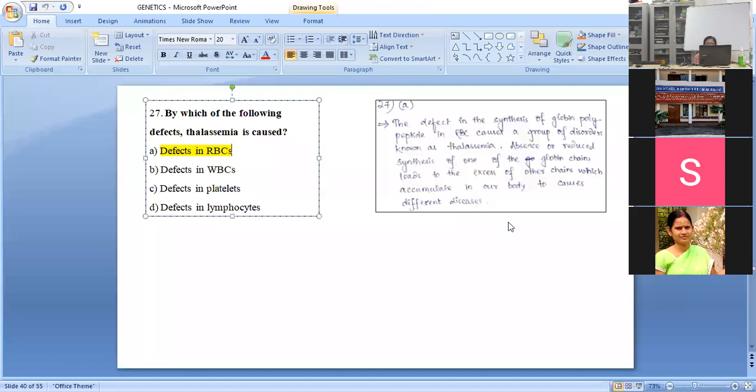Either absence or reduced synthesis of one of these globin genes. We have alpha globin and beta globin chains. If there is absence or reduced synthesis of any particular globin chain, it will result in this particular disorder, which will accumulate and cause different kinds of diseases, because defects in RBC will affect our spleen, defects in RBC will affect our liver, and ultimately it will affect the entire lifestyle. And even it will affect your bone marrow. Even bone degeneration will also result from this particular disease.